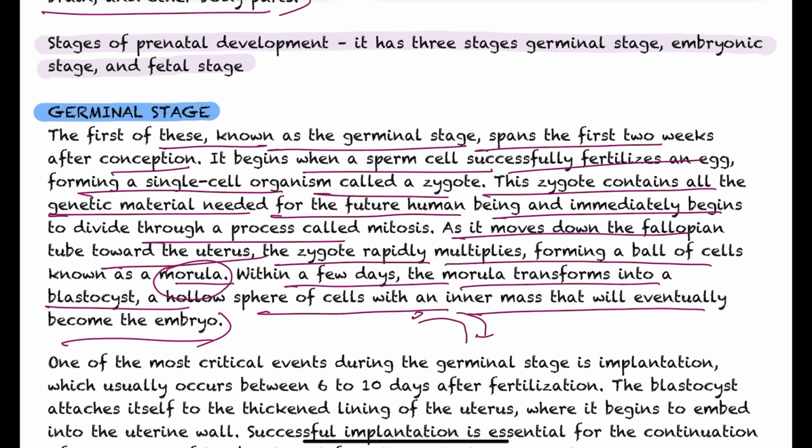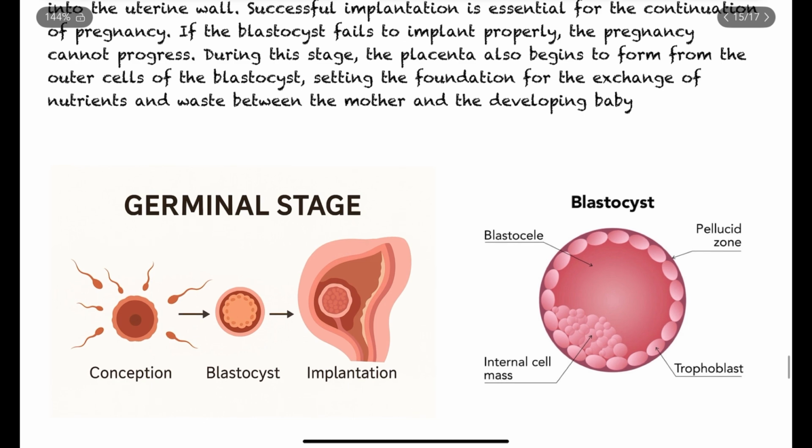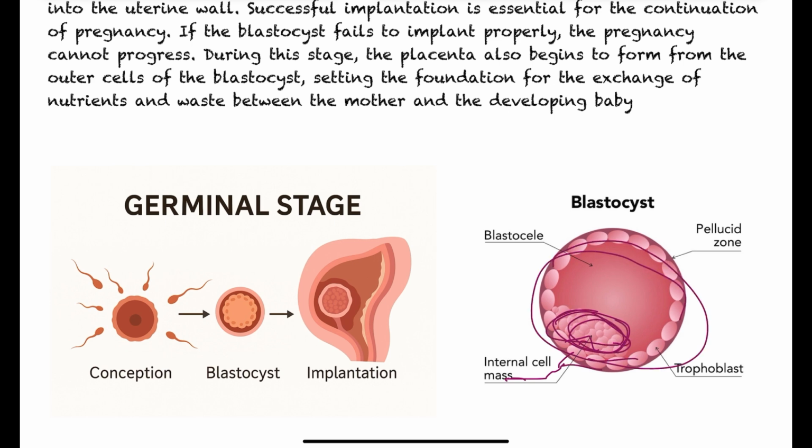After that, the morula transforms itself into a blastocyst, a hollow sphere of cells. Here you can see a blastocyst, from where a human embryo will develop. In the blastocyst you can see the internal cell mass. From this mass the baby will develop. And this is the outer layer, which is the trophoblast.